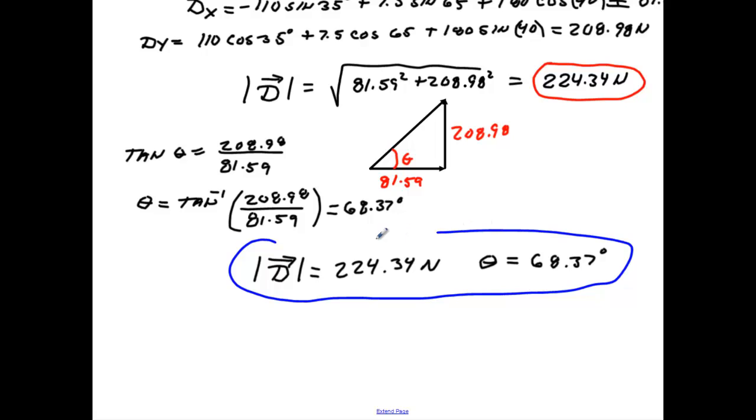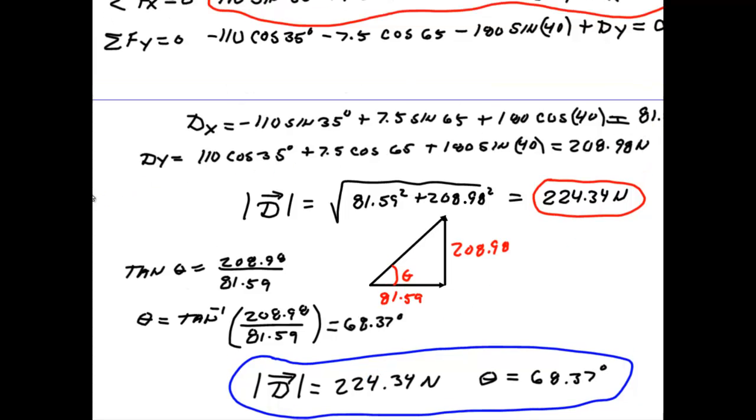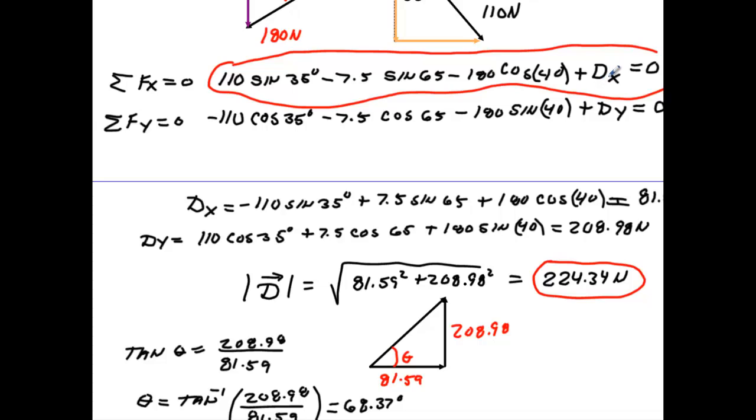Now, if you're out on a test and you want to check this, go ahead and put the values of dx and dy back into this equation here and prove to yourself that it's equal to 0. Take the dy, put it back in here, and prove it's equal to 0. If it is, you know you've probably done a correct job.